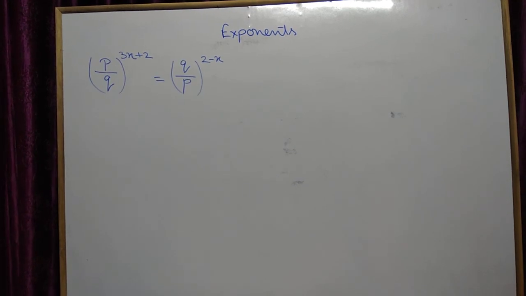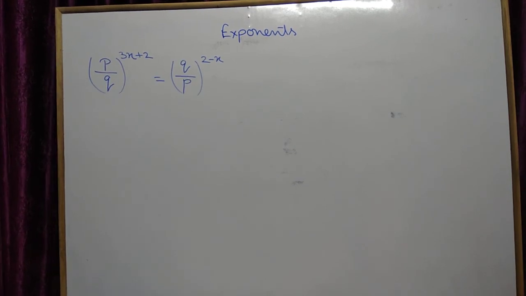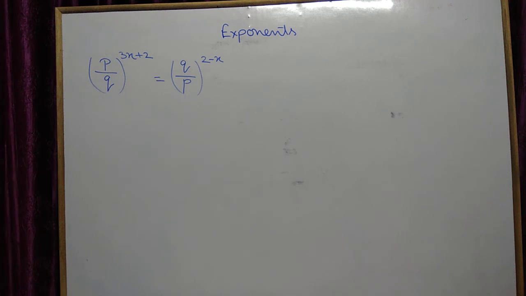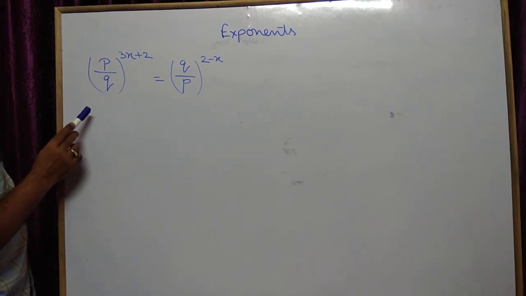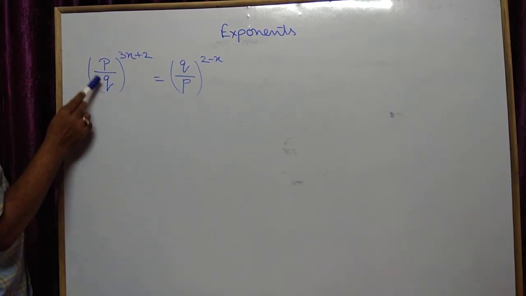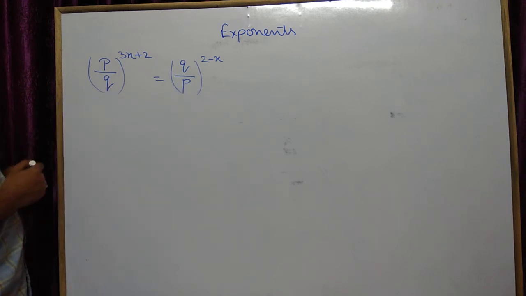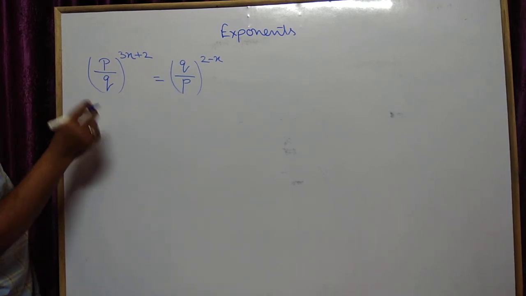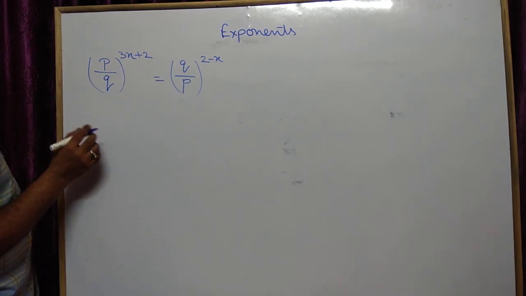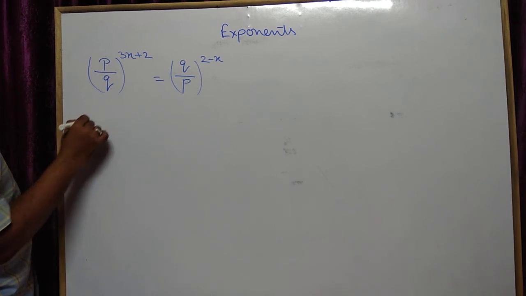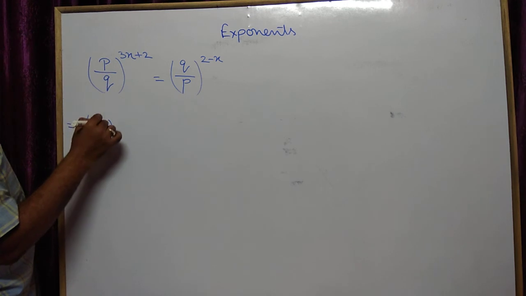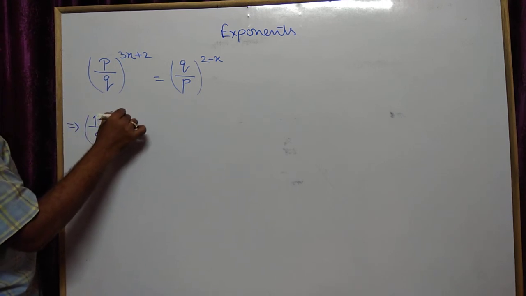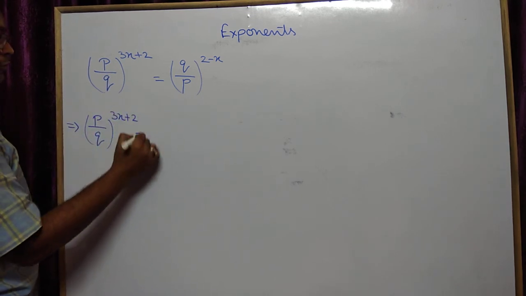Now again we have to find the value of x, and what I told you is that we have to take care to make the base the same. In this case the bases are not the same. Here the bases are p upon q, here q upon p. How do we convert them? By changing the sign of the power. So here we can write p upon q to the power 3x plus 2 equals to.